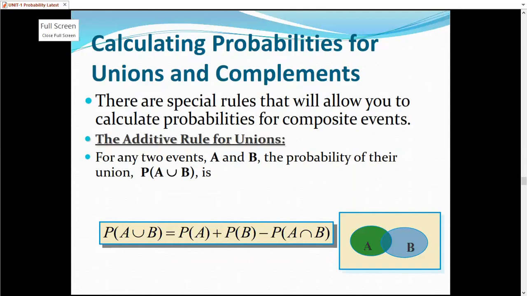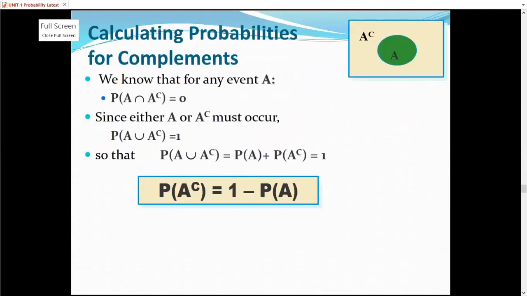Now calculating the probabilities for unions and complements, that is additive rule for union. So if A and B are any 2 events, then probability of A union B is probability of A plus probability of B minus probability of A intersection B. If A and B are mutually exclusive events, then probability of A intersection B gives you 0. Then probability of A union B is probability of A plus probability of B. As I told you, probability of A complement gives you 1 minus probability of A.